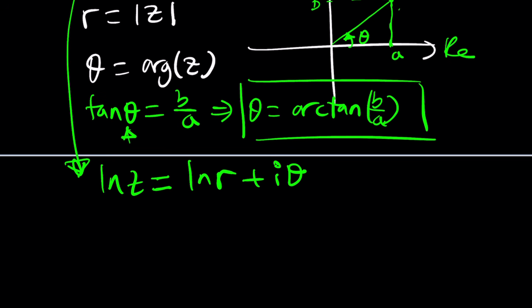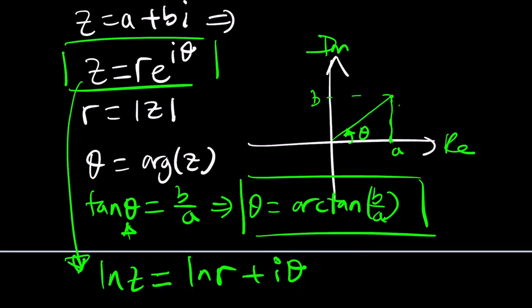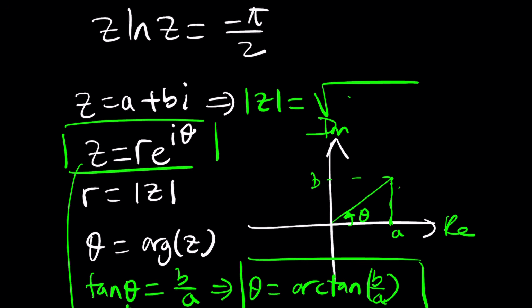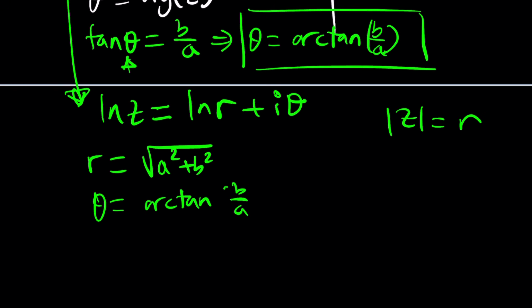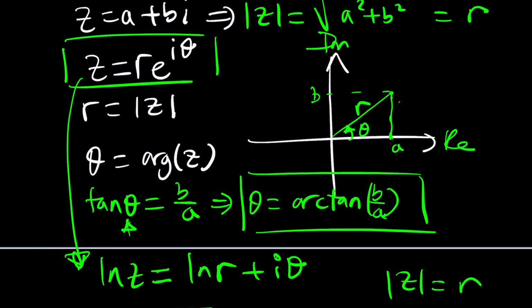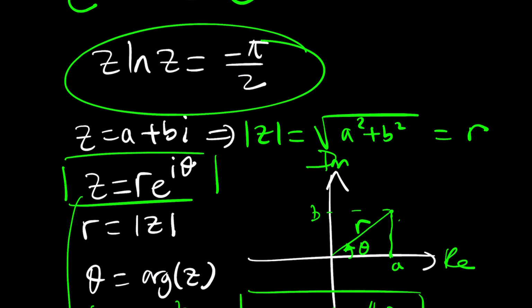And then from here, what is r? r is the absolute value, in which case, if z is a plus bi, its absolute value would be the square root of a squared plus b squared. In other words, the distance from 0 is called r, which also looks like radius, because you can draw a circle with an equation like this. That's the equation of a circle whose center is at the origin, by the way. Now, what about theta? Theta is arc tangent b over a. Now, by plugging these in here, where's my equation with the ln and everything? Here you go. We're going to get a nice equation.